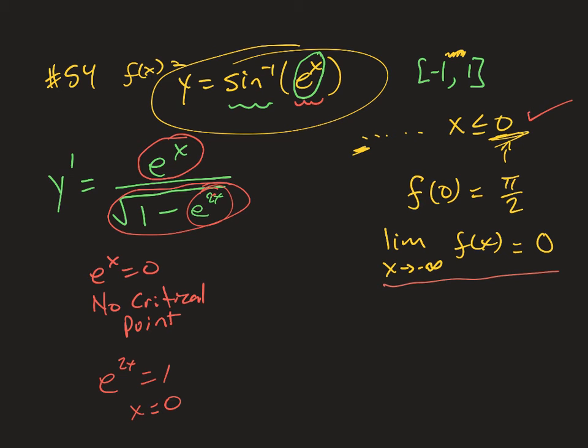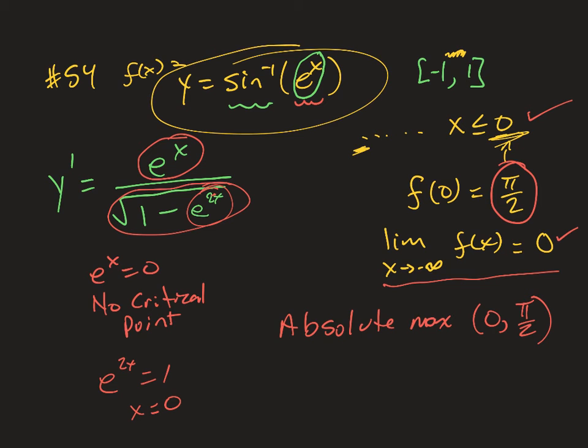Okay, so what does that mean? That means that we do have an absolute max at pi over 2. And the reason I know that's a max is it's higher than this 0 here, which we're never really going to achieve anyway. So the absolute max is at pi over 2. Absolute max. It occurs at 0, and the value is pi over 2.